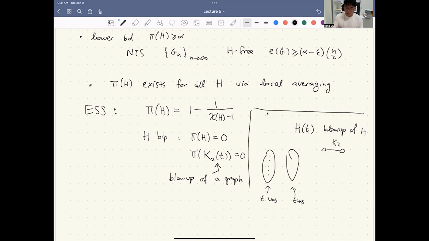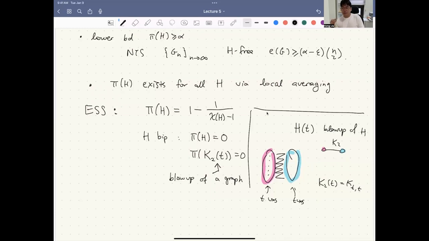So this guy becomes this set, you blow it up, and this guy, you blow up to t vertices. And whenever there was an edge before between these two vertices, we add all edges between the copies of the red and the copies of the blue, whenever red and blue were adjacent in the original graph. This is what we call a blow-up. So in other words, K_2(t) is basically K_{t,t} in our notation before. Sometimes it's simpler to write it this way. So we know by Erdős–Stone–Simonovits that K_2(t), or any bipartite graph, has Turán density 0.